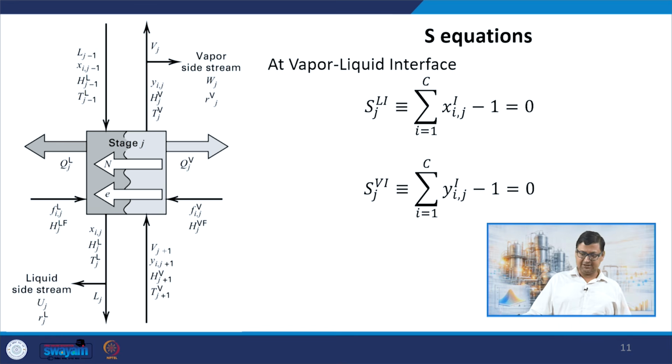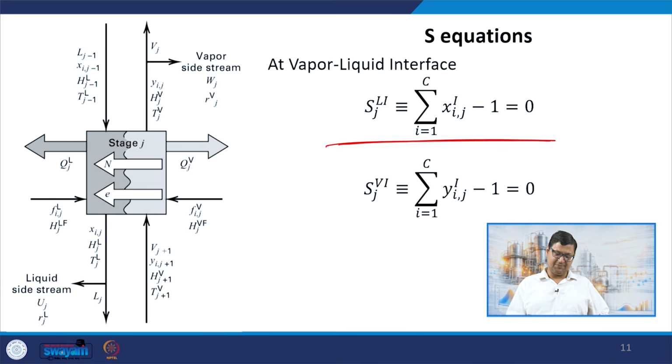We can also write the S equations at the interface. So, we can write for the liquid, the summation of mole fractions at the interface is equal to 1, and also for the vapor in there.